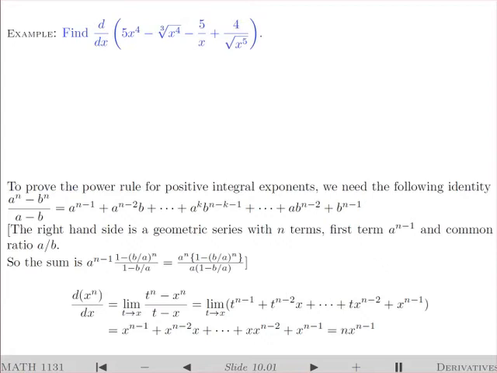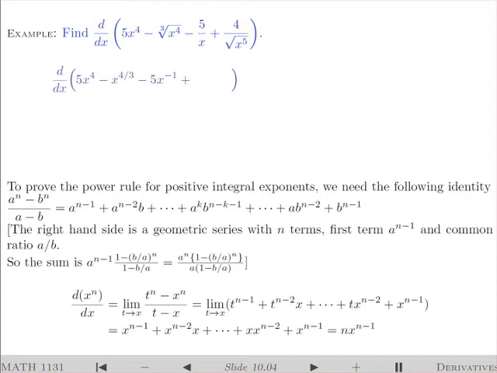Because 5x^4 is already in convenient form, so we'll leave it alone. Cube root means power 1/3, and if you have repeated powers, you multiply the exponents. So cube root of x^4 is the same as x to the power 4/3. Then I have minus 5 times 1 over x. Reciprocals correspond to negative powers. So 1 over x is x to the power negative 1.